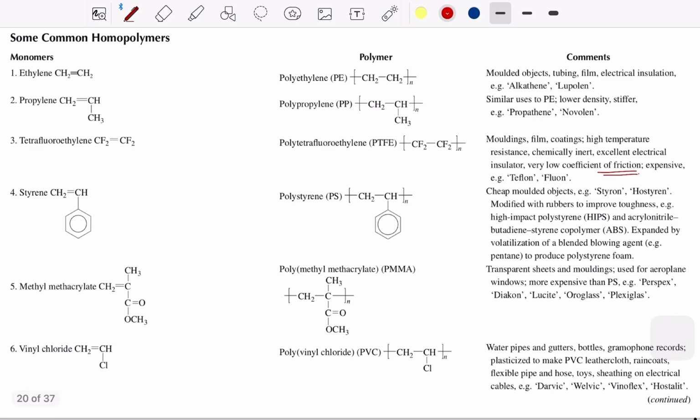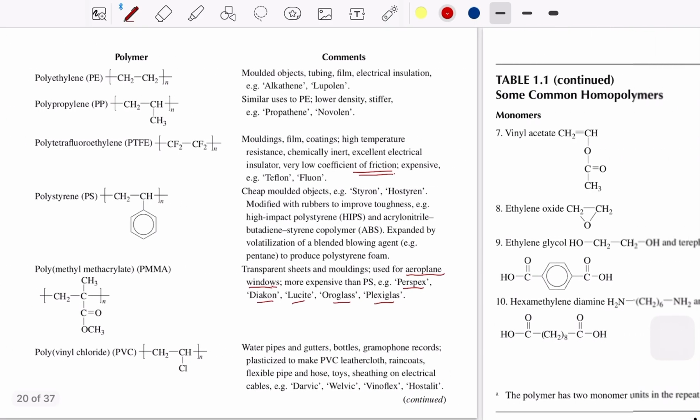The PMMA, for moldings, for aeroplane windows. Yeah, I remember, aeroplane windows. This is other, I think, commercial name, plexiglass and so on and so forth. Vinyl chloride for piping usually. I think you can see a lot in piping, in housing, piping and housing.